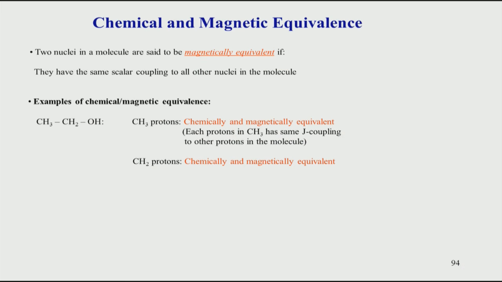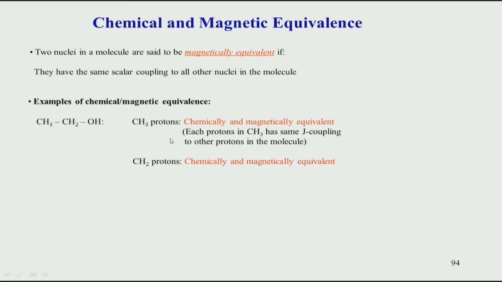Now, let us look at what is called magnetic equivalence. This is another concept in NMR. Chemical equivalence basically means that two hydrogen atoms are called chemically equivalent if they are interconvertible to each other, as well as having the same chemical environment. Now, what is magnetic equivalence?